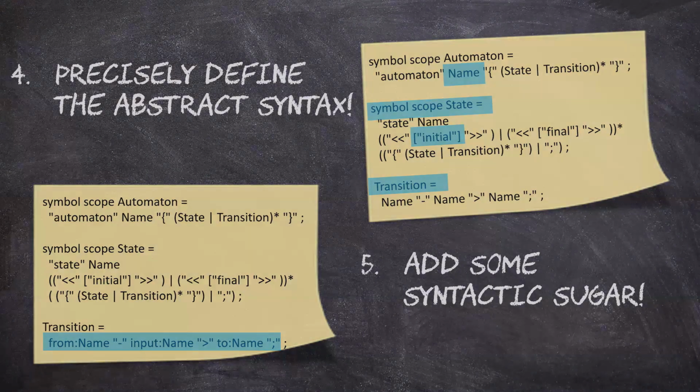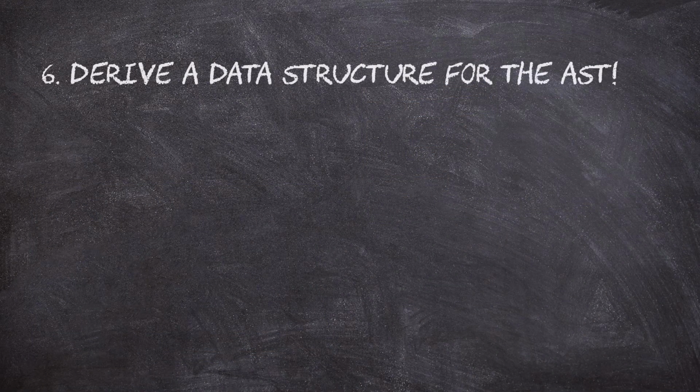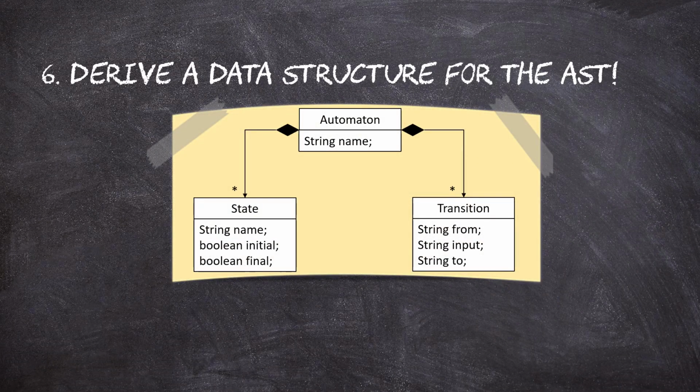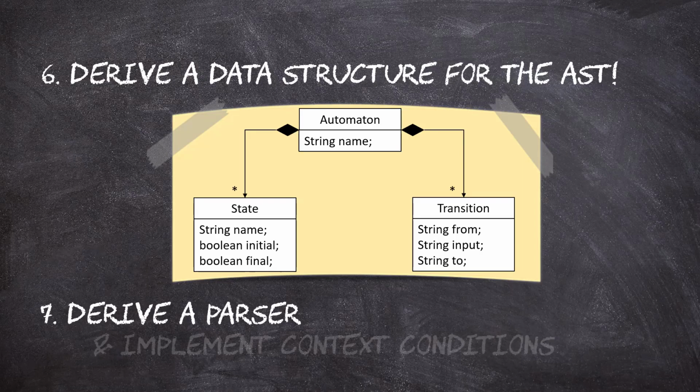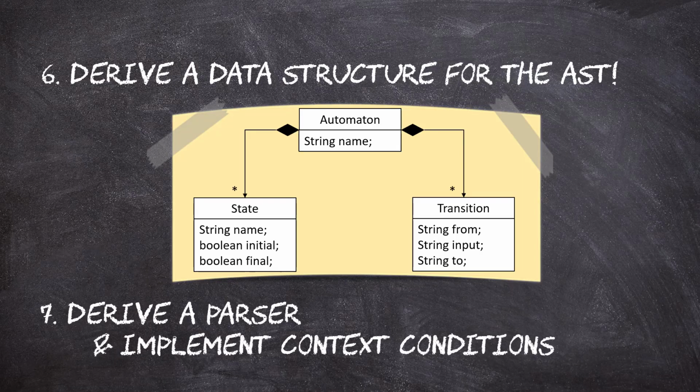Next, derive a data structure that represents the abstract syntax. Class diagrams are very helpful to understand this representation. Finally, derive a parser to translate models of the language into the abstract syntax. Therefore, you want to implement useful context conditions. Through context conditions, well-formedness of models can be checked. In our case, an example context condition would be that every automaton has to have exactly one initial state.